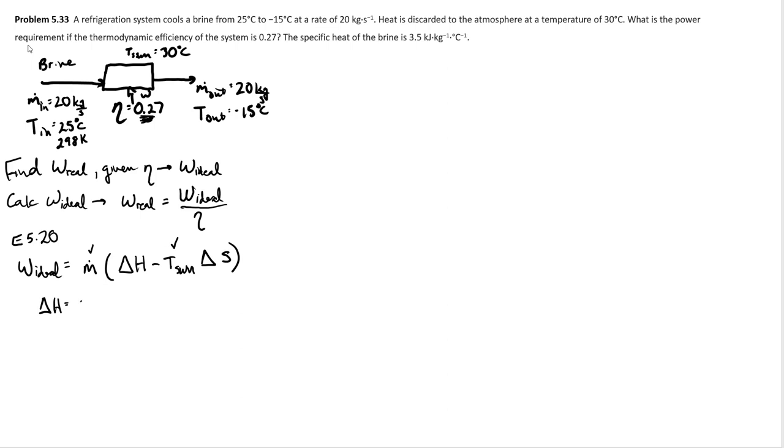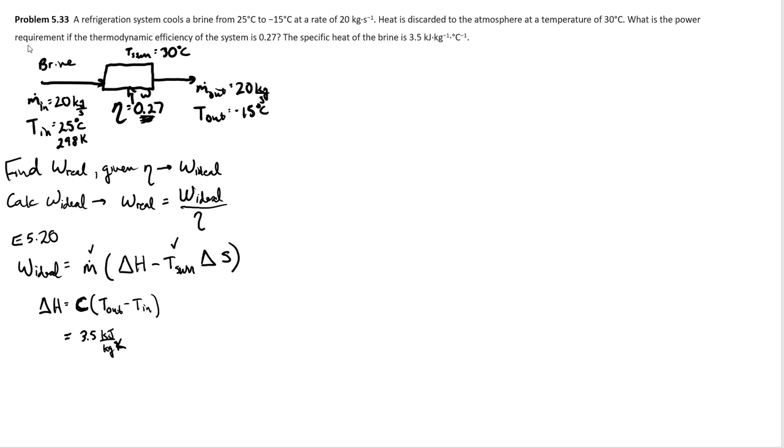Delta H is our heat capacity times our temperature difference, which would be T out minus T in. Our heat capacity, I'm just going to use C. In general, heat capacity of CP and CV are the same, and for liquids we generally use just C. So that is 3.5 kilojoules per kilogram degree C.